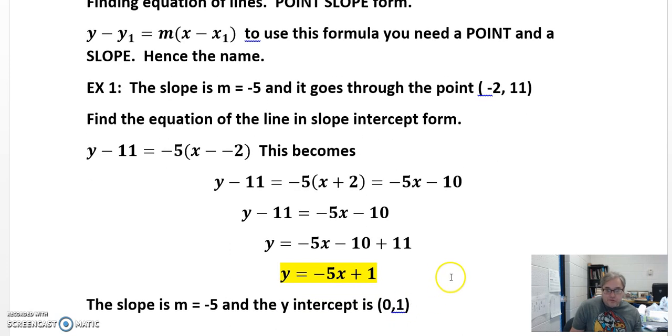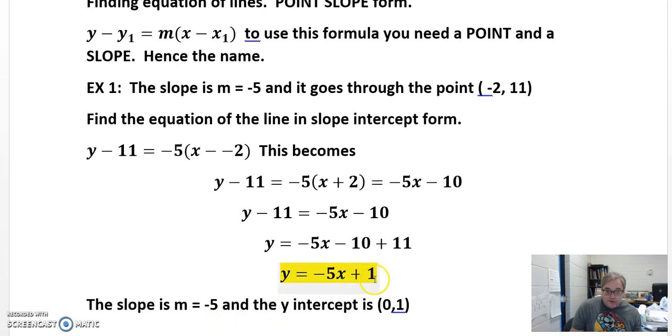It's called slope-intercept form because I can look at this equation and rapidly see that the slope is negative 5. That's the coefficient in front of the x. That's your slope. So this I could also think of as negative 5 over 1. So for every 1 unit to the right, it's going to fall 5.